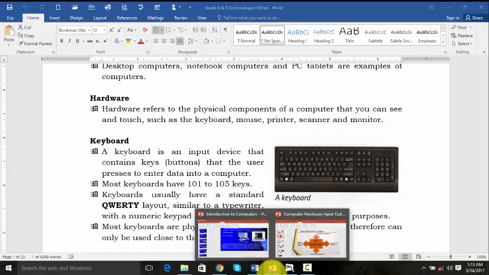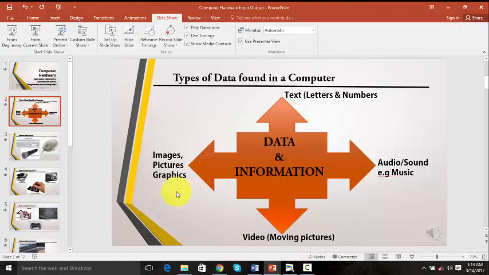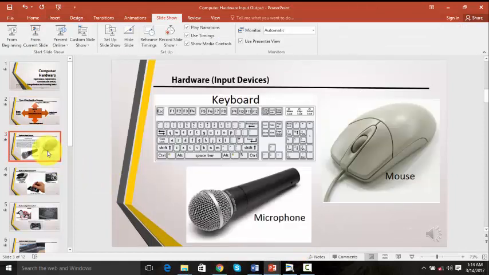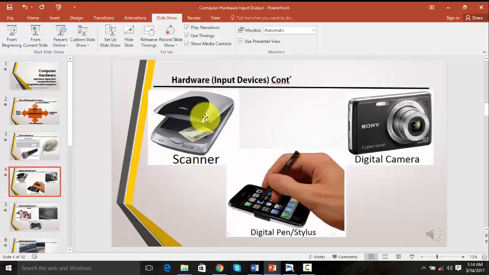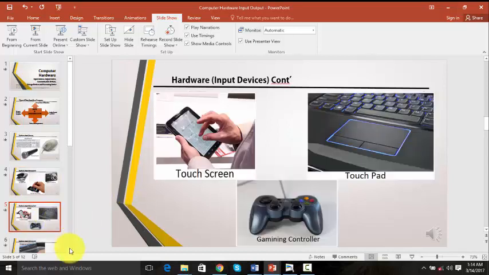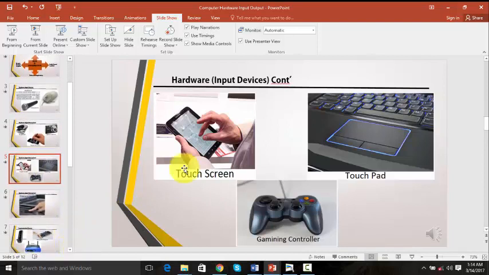So now, to understand hardware, we are going to look at pictures on the screen. Here we have got a good number of pictures which are showing us hardware. We have the keyboard. A keyboard is a hardware. The mouse is a hardware. The microphone is a hardware. We have the scanner here as a hardware. We have the digital camera as a hardware. We have the digital pen or stylus as a hardware. Then we have the touch screen as a hardware.